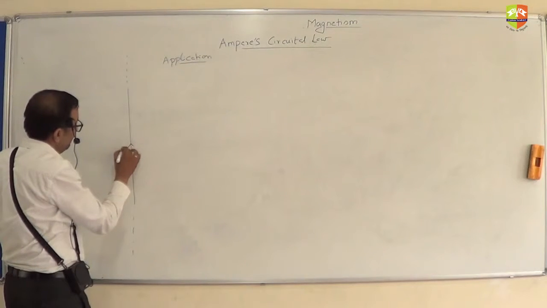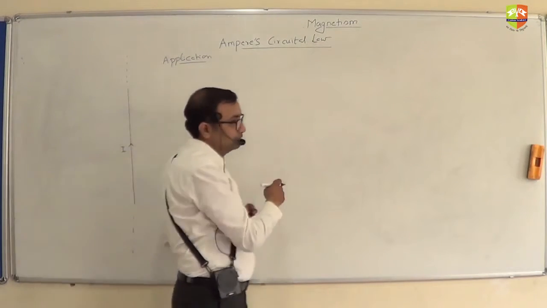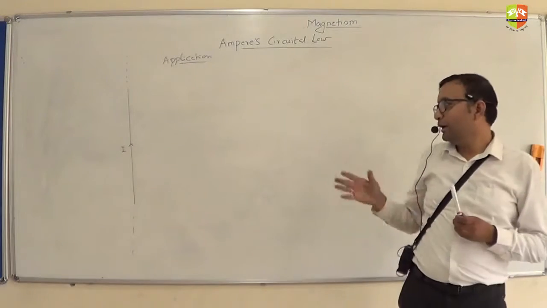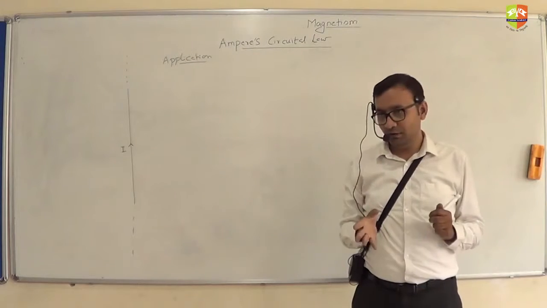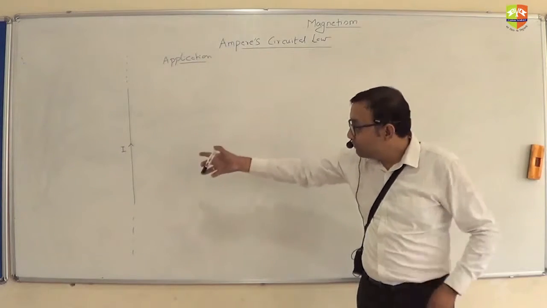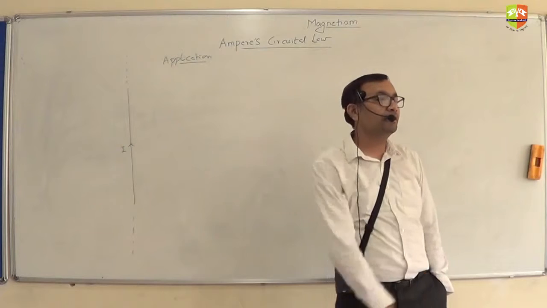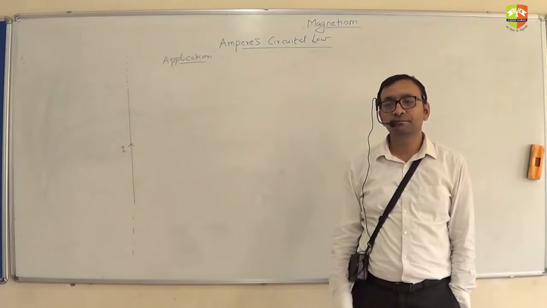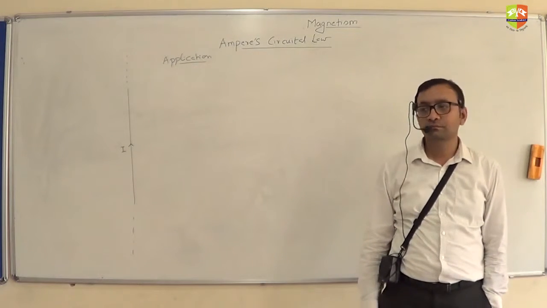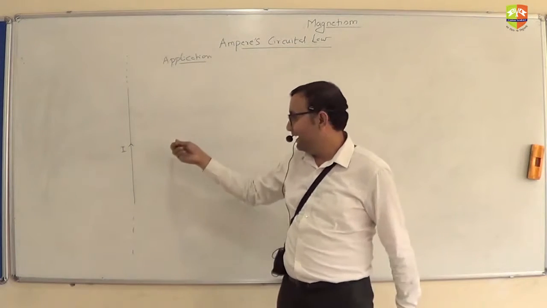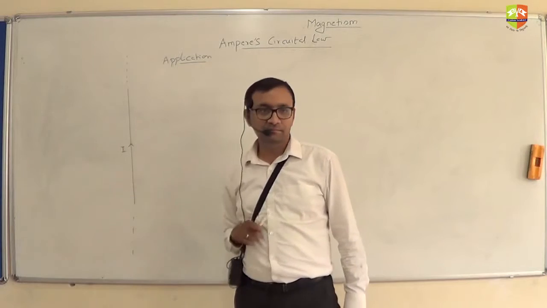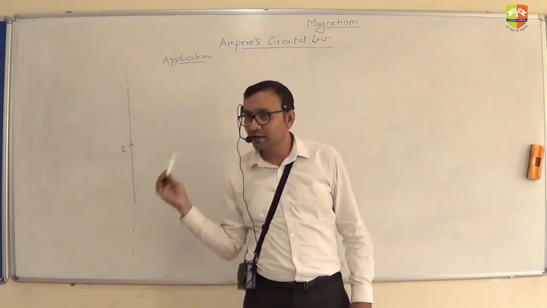Infinite wire having current I. Before we apply Ampere's circuital law, we should know the direction of the magnetic field. So first let us discuss how the magnetic field lines will be because of this current. It will be circular: inside here, outside there, concentric circles.